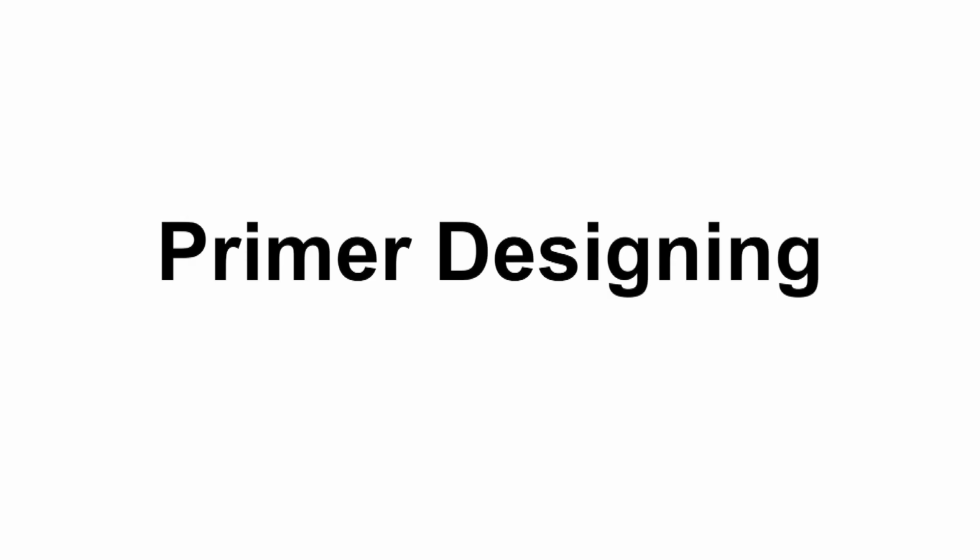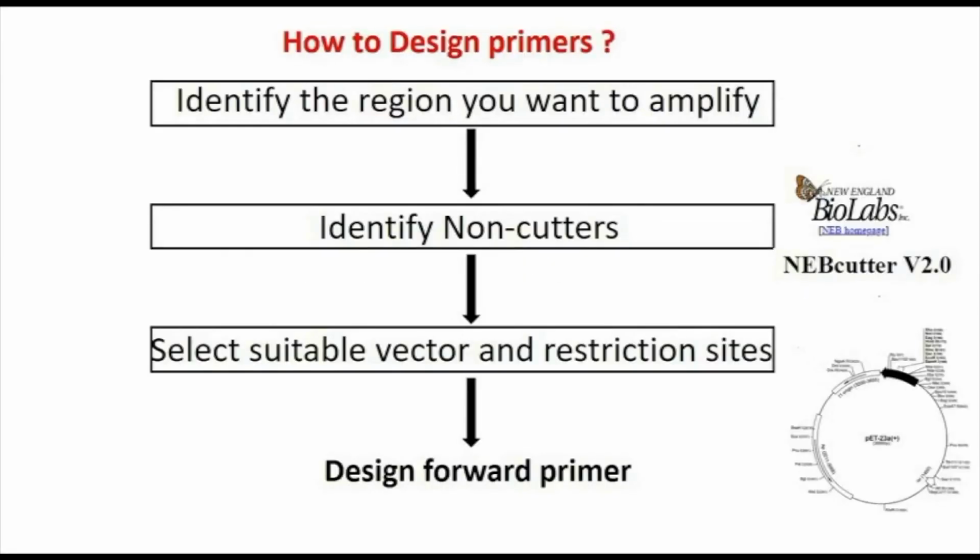Hello everyone, in this video I will show you how to design the primers and analyze them. For designing primers, first you have to identify your region of interest, which you want to amplify from any vector or any sequence. In the second step you have to identify non-cutters. There are various software available, but we can use New England Biolabs NEBcutter version 2.0.